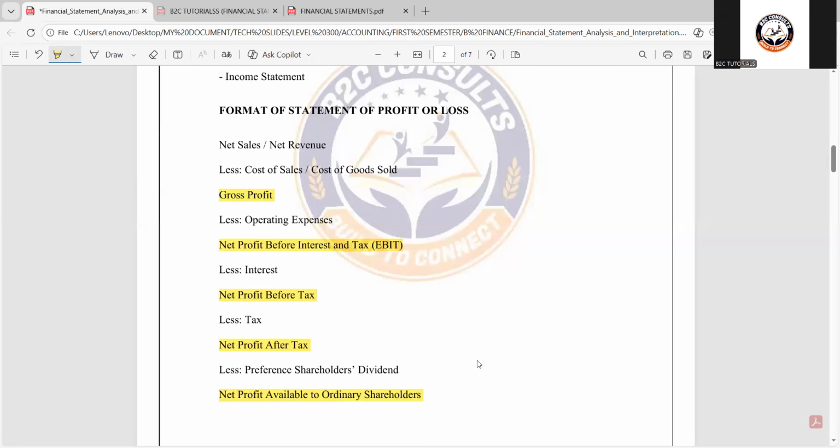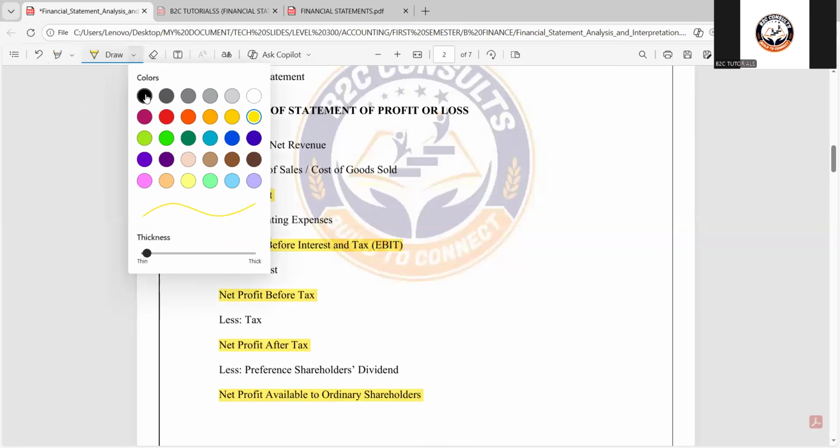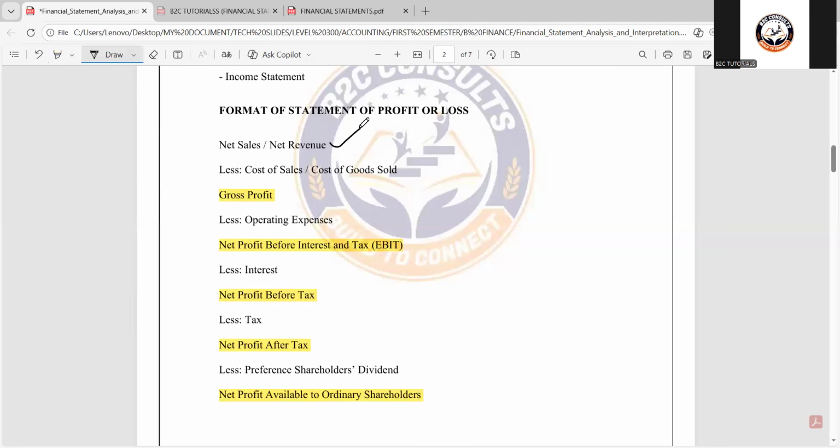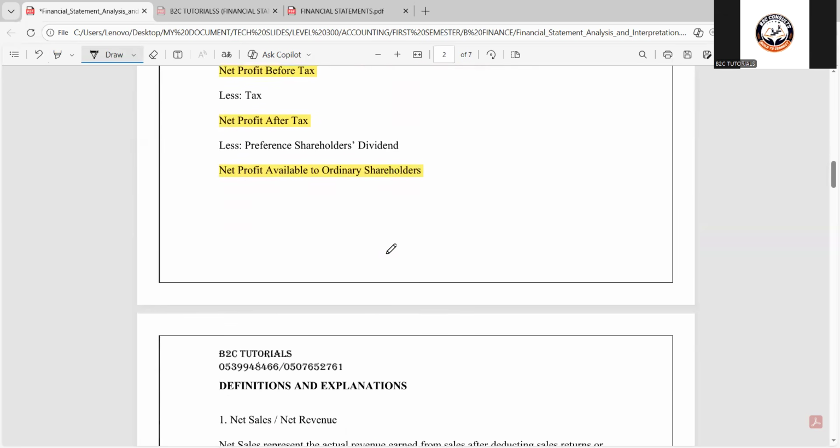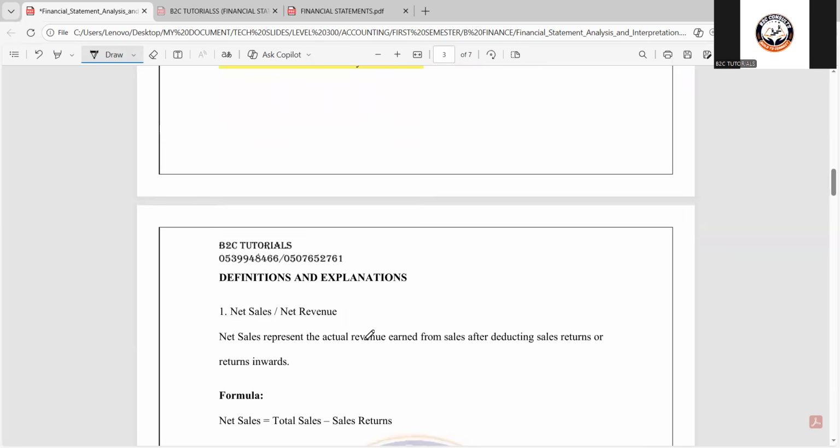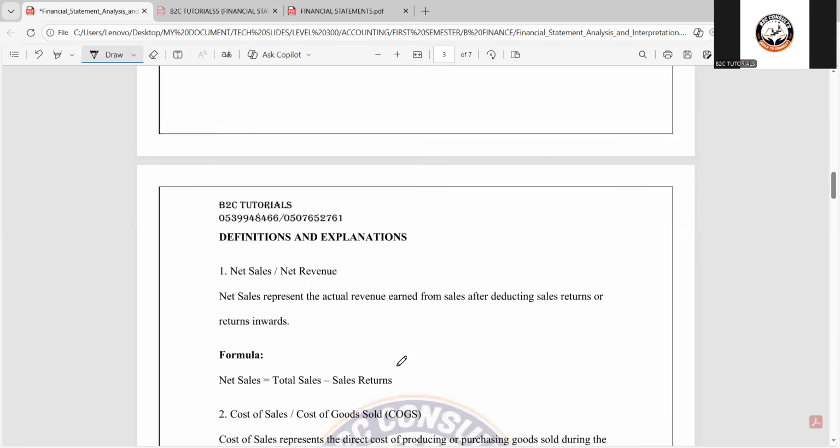Okay. Now, this is the format. We want to pick the items one by one and explain them. When I say item by item and explain them, I mean, when we say net sales, is it just net sales? What goes into net sales? You see, when you sell to someone, you sell to a customer, and then you receive the money, and the customer brings back some of the items that they don't like. We call it sales returns. He has returned the sales, or we call it return inwards. Once there is something like return inwards or sales return, then you get what we call the net sales.